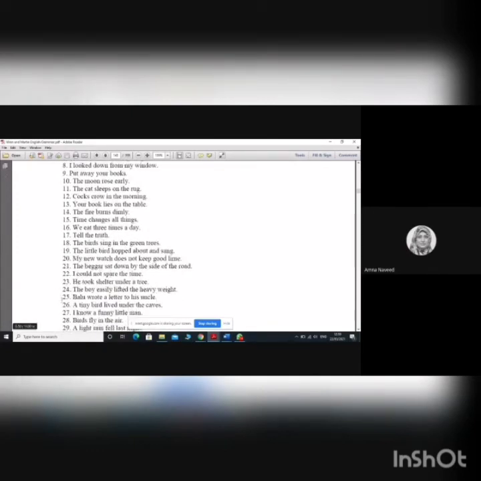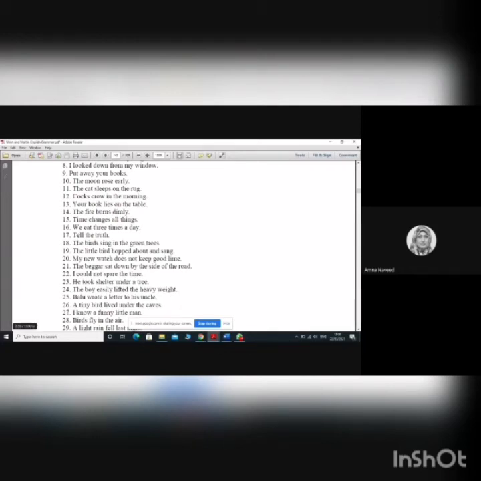So let's see here. Sentence number 25: Baloo wrote a letter to his uncle. Let's say Ali. Ali wrote a letter to his uncle. Transitive. So you can see that there are two objects in this sentence: letter and uncle. So letter is a direct object and uncle is an indirect object. Right, you are very right.